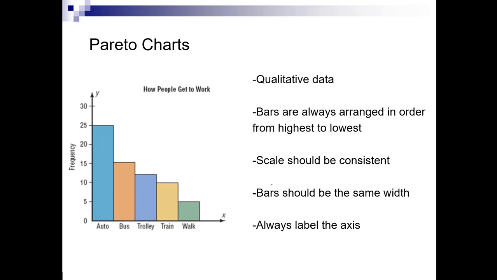Okay, this is probably one of the new charts that you've never heard of before, but a Pareto is pronounced like a burrito, but with a P. A Pareto chart also is a type of bar chart that uses qualitative data. They are arranged from highest to lowest. So it's basically the exact same thing as a bar graph, with this one contingency making it different and calling it a Pareto chart.